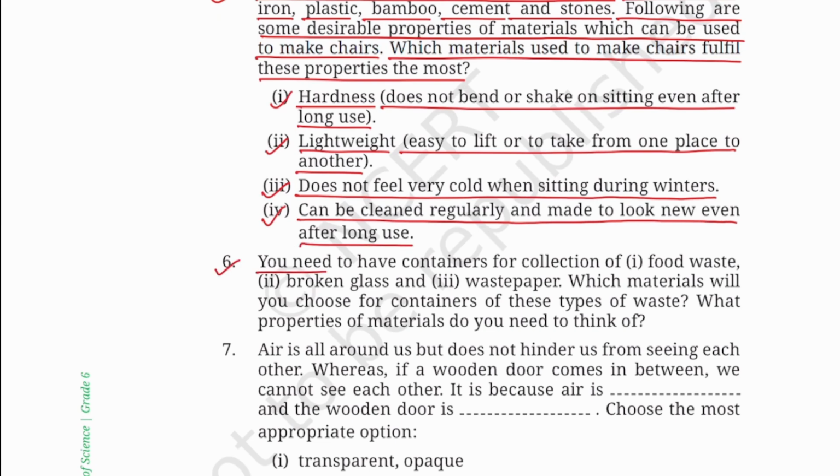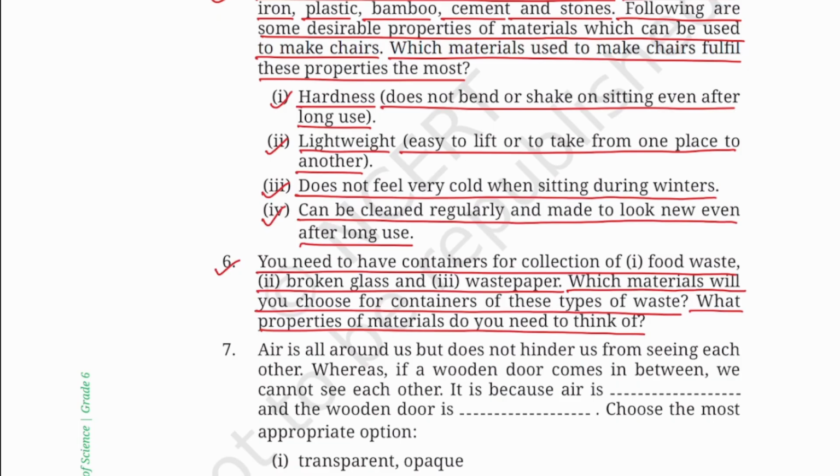6. You need to have containers for collection of 1. Food waste, 2. Broken glass and 3. Waste paper. Which materials will you choose for containers of these 3 types of waste? What properties of materials do you need to think of?